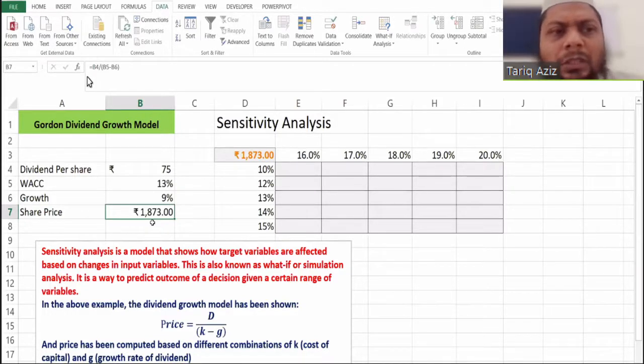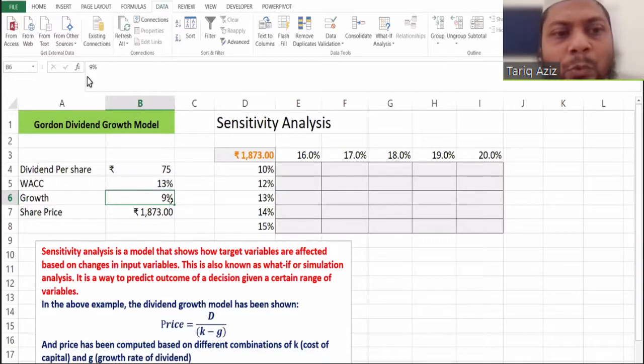Now, what will happen, since we are assuming that the cost of capital for the firm will be 13%, and the dividend will increase at a rate of 9%. These two things are actually assumptions, but they are subject to a lot of ifs and buts. They can change. So we are interested in knowing the impact of change in the cost of capital and the dividend growth rate on the share price.